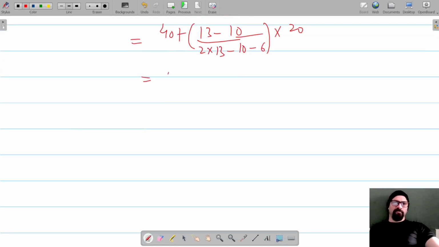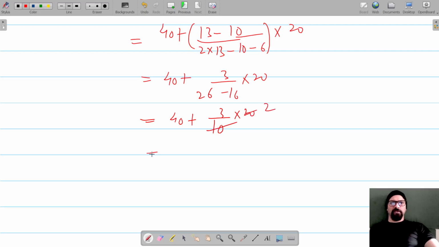So let's go ahead and simplify this. 13 minus 10 is 3. This is 26 minus 16, into 20. So 40 plus 3 upon 26 minus 16, which is 10, into 20. This is 2, and 40 plus 6 is equal to 46. So 46 is the mode.